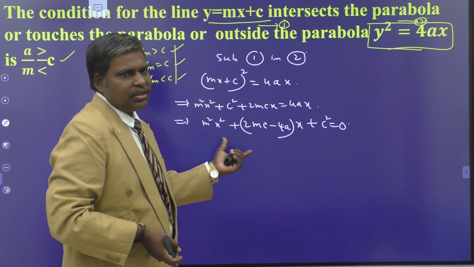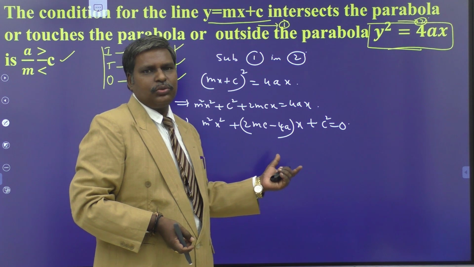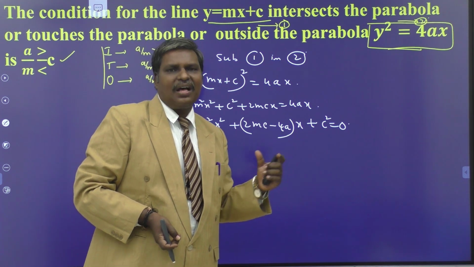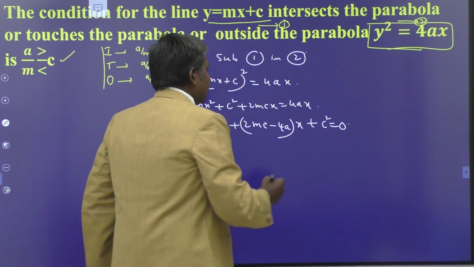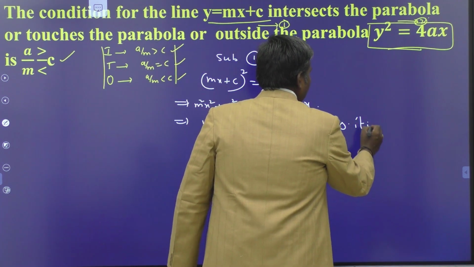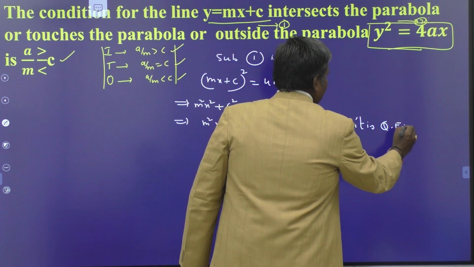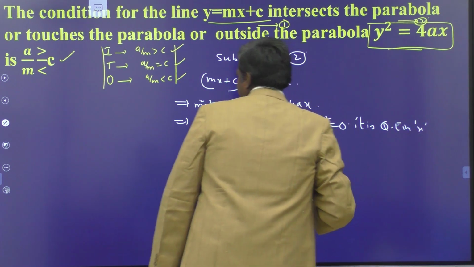What are its roots? Its roots are, say, x1 comma x2. These are the x-coordinates of the points of intersection of the line and curve. So it is a quadratic equation in x. It has two roots.